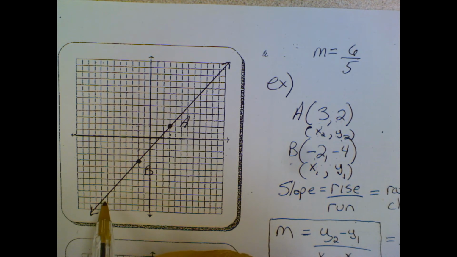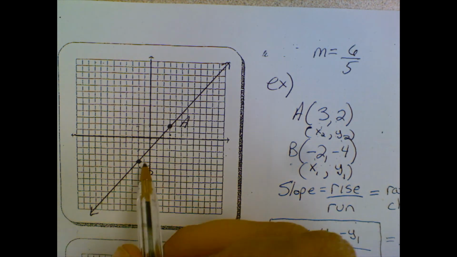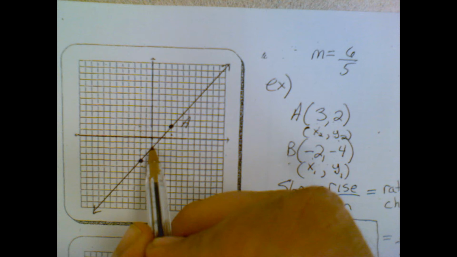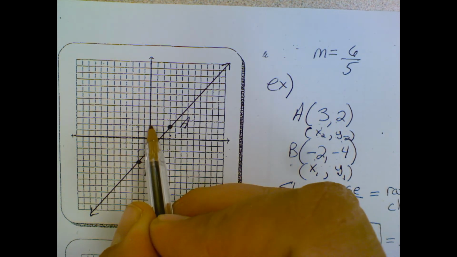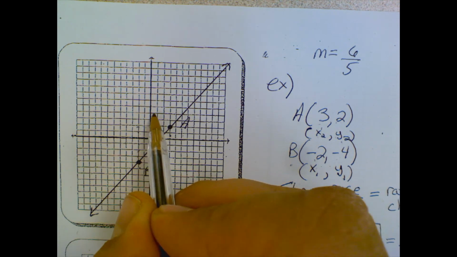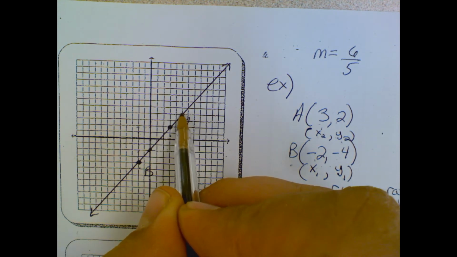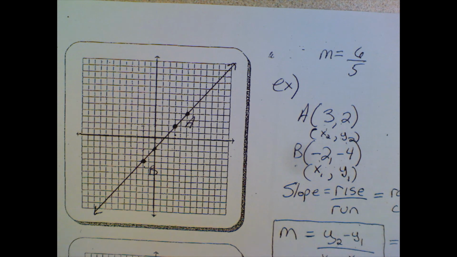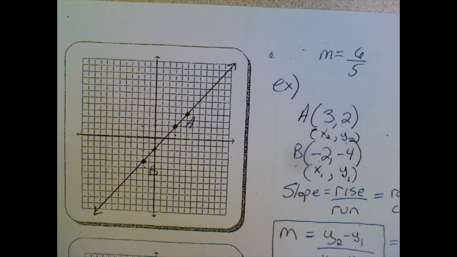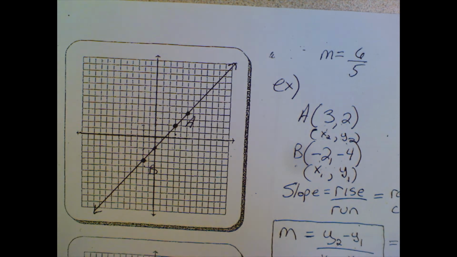If you take any point on this line right now, I don't care which one it is, say this point right here, and you go up 6, 1, 2, 3, 4, 5, 6, and over 5, 1, 2, 3, 4, 5, you will land on that line. Okay, that's called the rise and run. And every line in a plane that goes through 2 points is unique. And all the points on that line have the same slope.